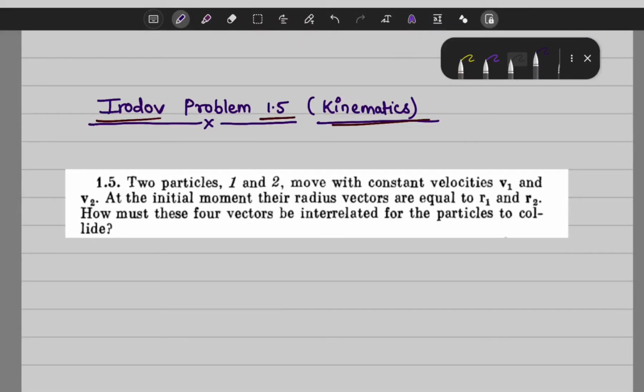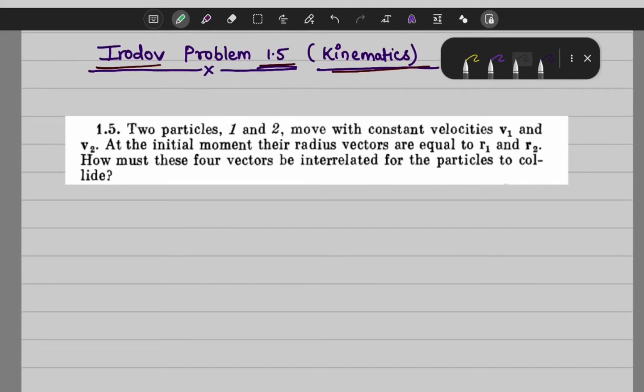Hello everyone. In this video, we are going to solve problem number 1.5 from Irodov, which is related to kinematics. First, let us read out the problem, and then we'll solve it step by step.